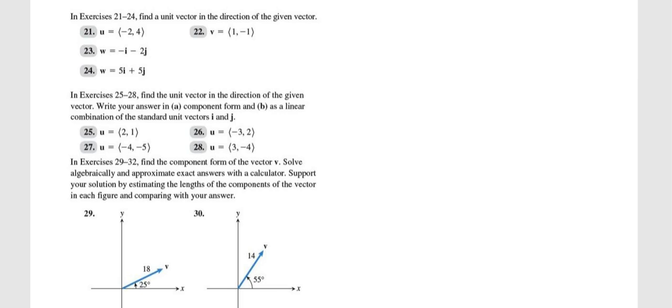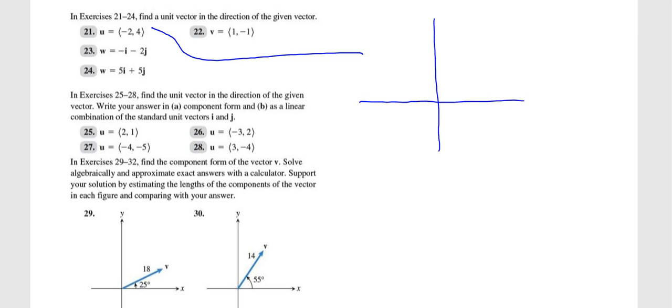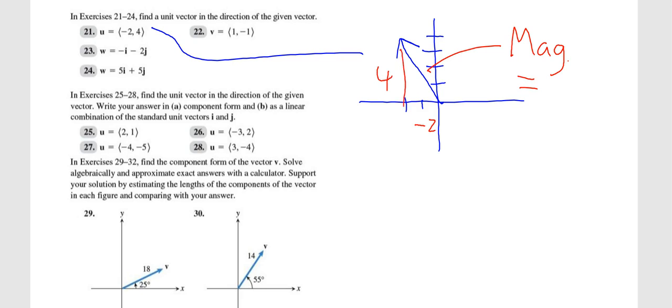Find a unit vector in the direction of the given vector. Oh, 21. That's a good one. So this is your vector negative 2, 4. Right? Okay, now, what's the magnitude of that vector? Come on, little Pythagorean theorem. I got a 4 plus 16 under there, so it looks like radical 20.